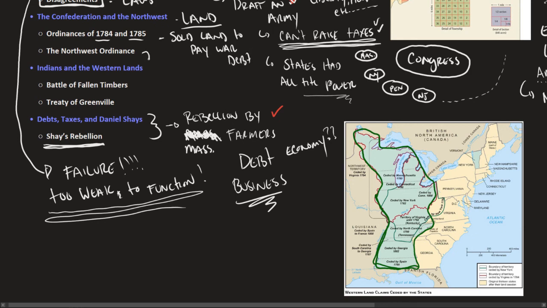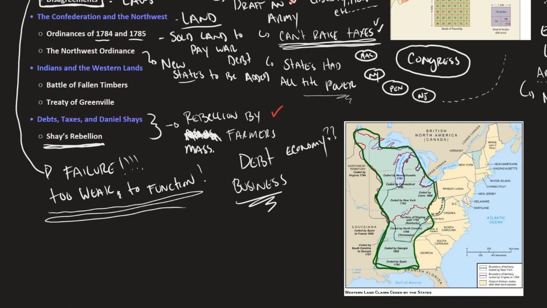The Northwest Ordinance was very important in particular. It created a method for new states to be added. There was a lot of disagreement about whether or not any new states would be added. The Confederation government figured that they would add new states. And not only would new states be added, but they would be equal.